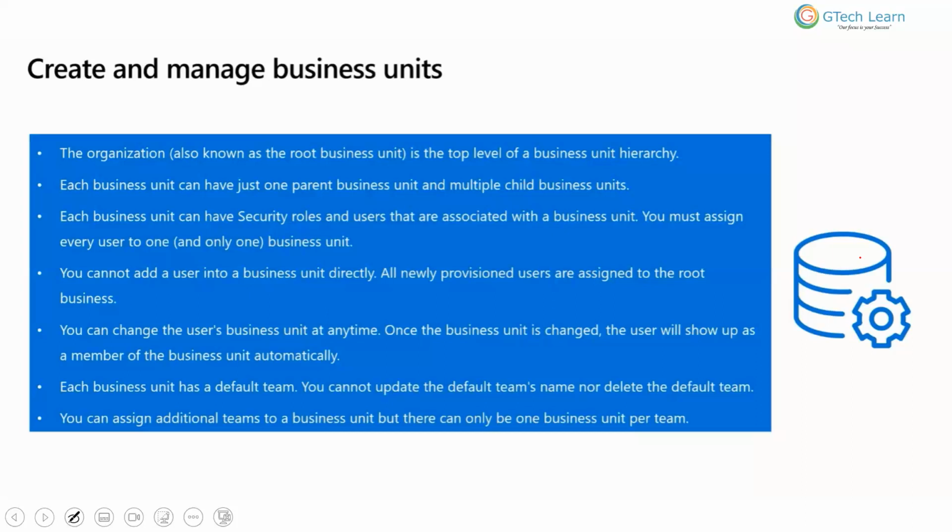Every time we need to understand those things. How many levels of hierarchy can we create for the business unit? Most probably we use 4 to 5 levels of hierarchy, but you can actually use more than that. In each and every business unit, you need to select one parent unit.